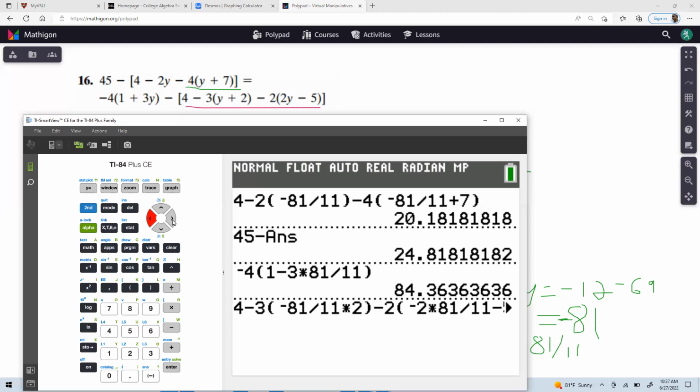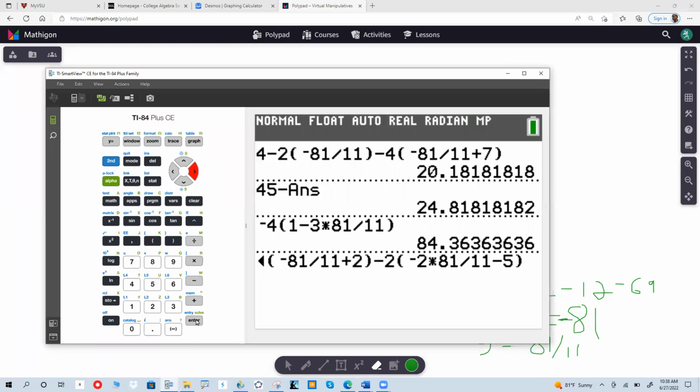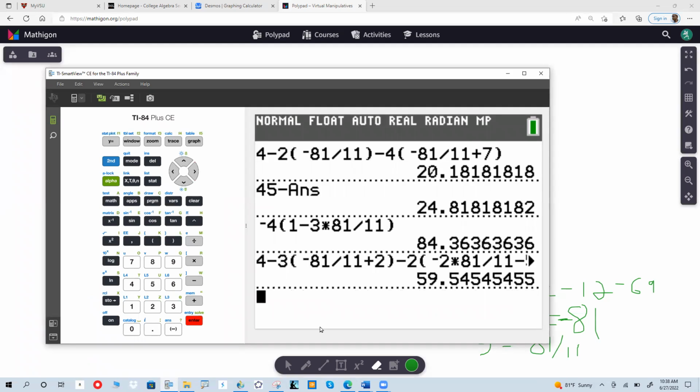Okay, this has to be a plus negative 81. 3 times 81 plus 2 has to be a plus. Okay, then minus 2 times negative 81 over 11. I hope I didn't mess up. And you can see how this problem seems easy, but to check, it seems fairly challenging. Enter. That sounds actually, I'm fairly happy.